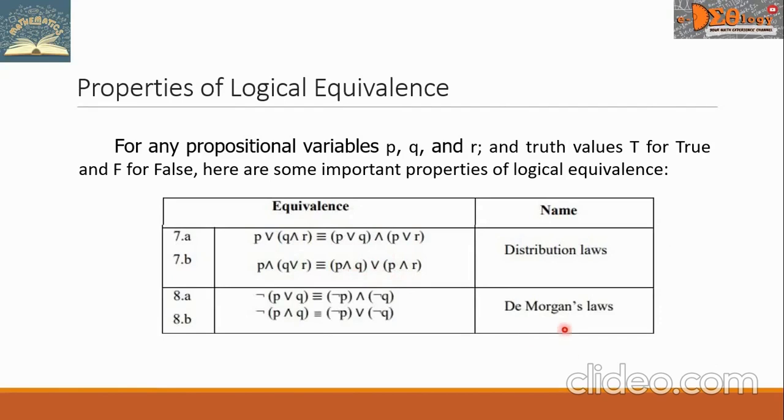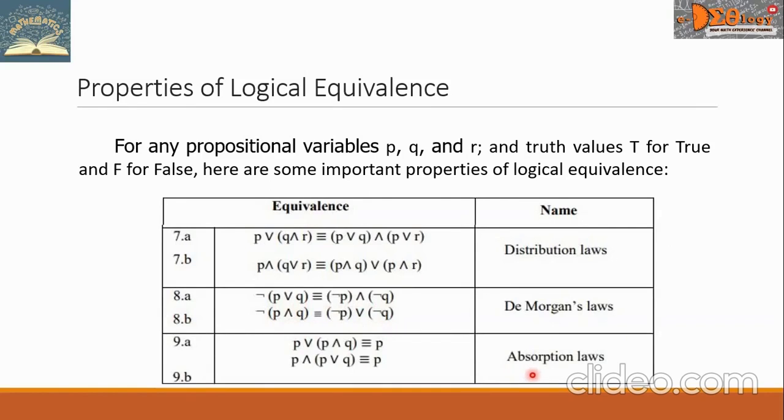Number 8 is De Morgan's laws. Here are the two parts. 8.a, the negation of the compound proposition P or Q is logically equivalent to not P and not Q. 8.b, the negation of the compound proposition P and Q is logically equivalent to not P or not Q.